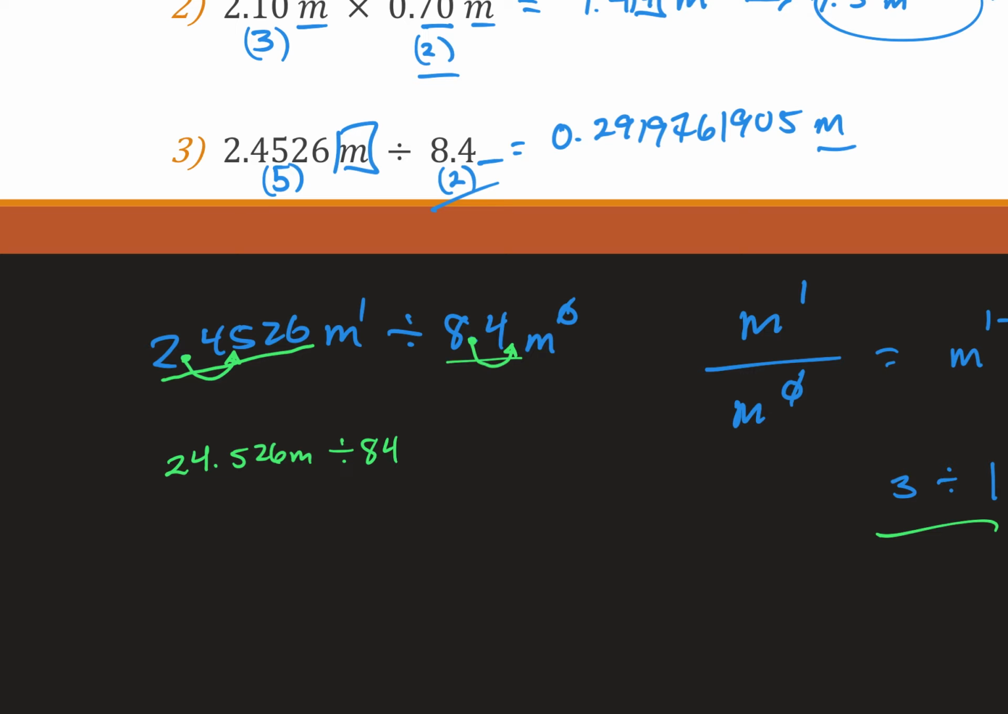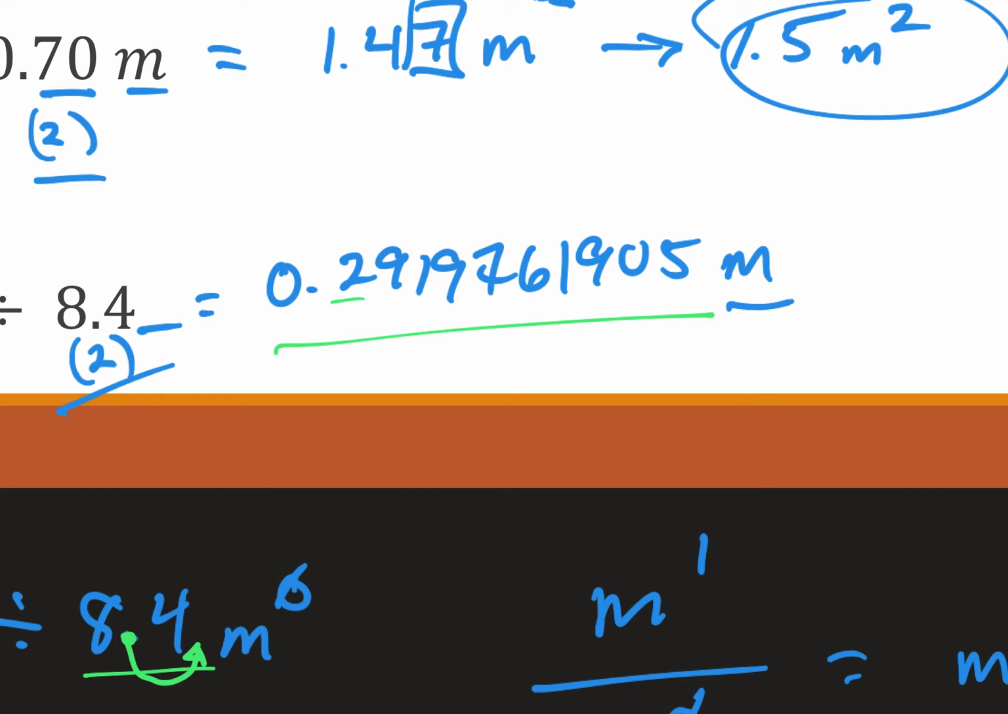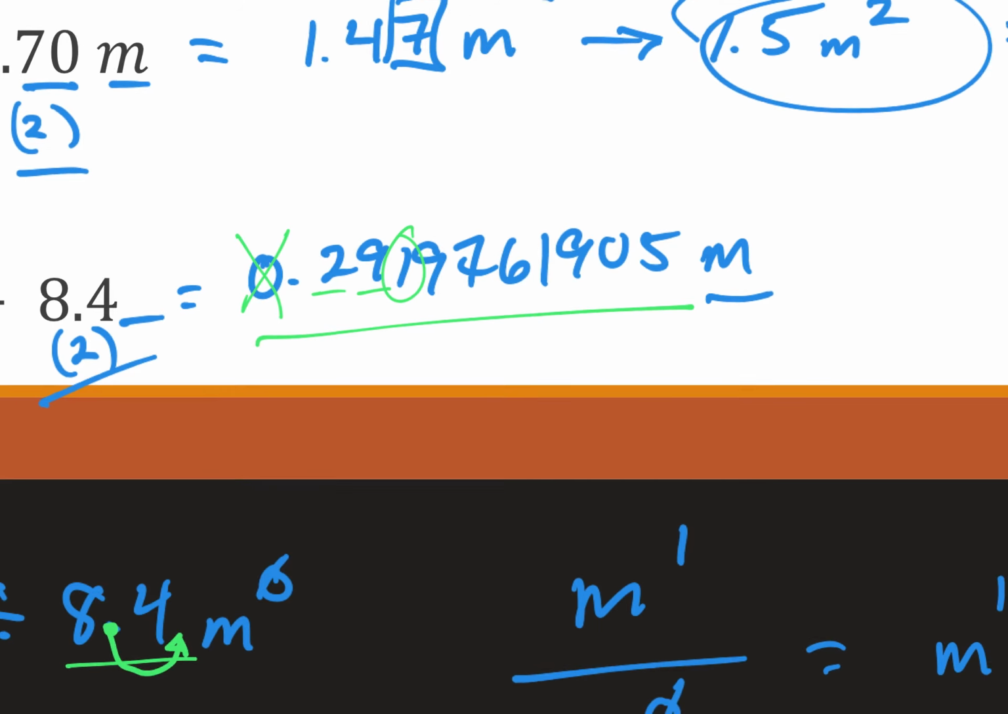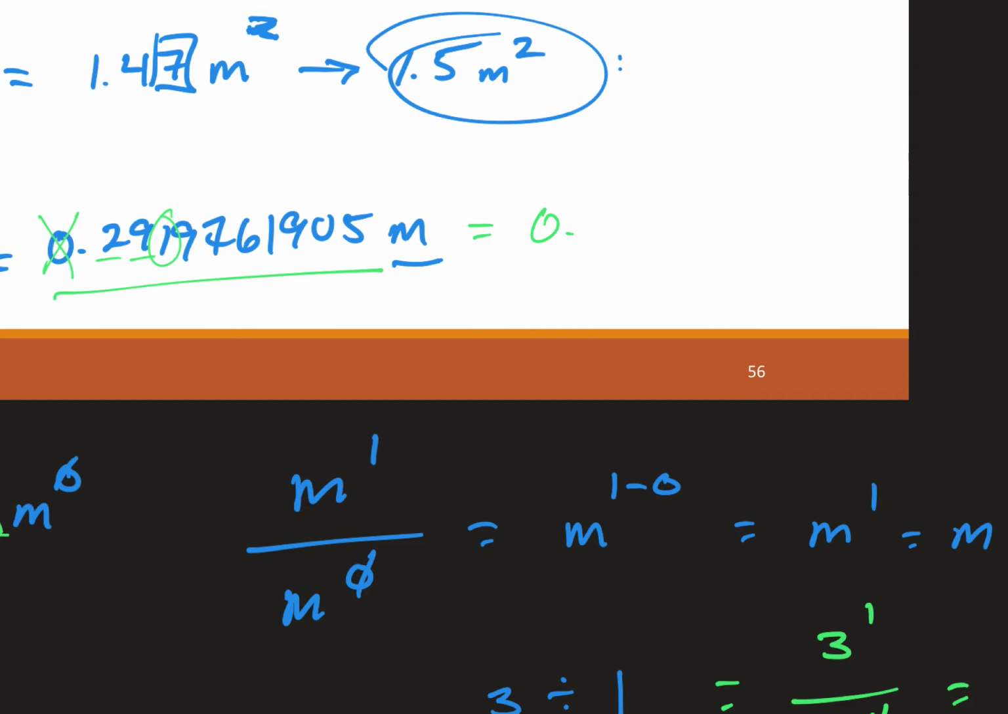2.4526 divided by 8.4 will give you the same value as 24.526 divided by 84. And that's this value, 0.2919761905. But again, we're going to round that to 2 significant figures. We have 1, 2. Remember, the 0 is leftmost, so not counted. We have a 1 here, so this will round to 0.29 meters.